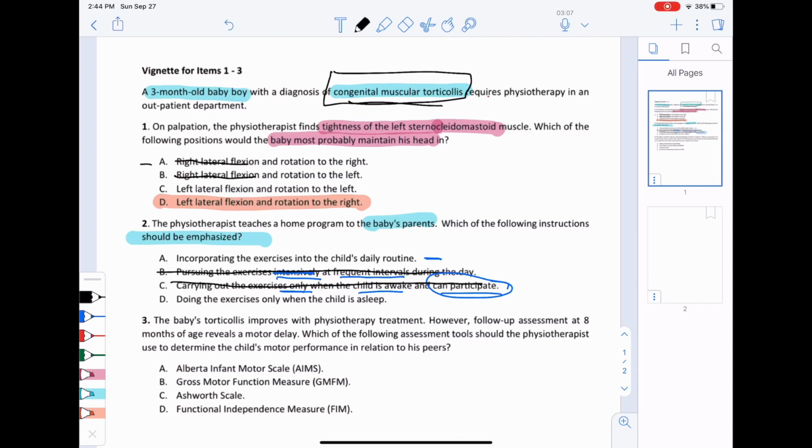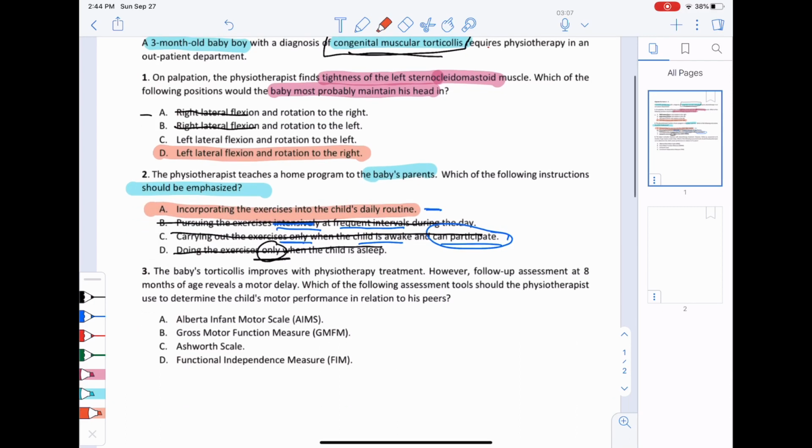Now, doing the exercises only when the child is asleep. Here again the word only, no, you don't have to do it only when the child is sleeping. You can also do it when the child is awake. So for us, the right answer would be A, incorporate the exercises into the child's routine.